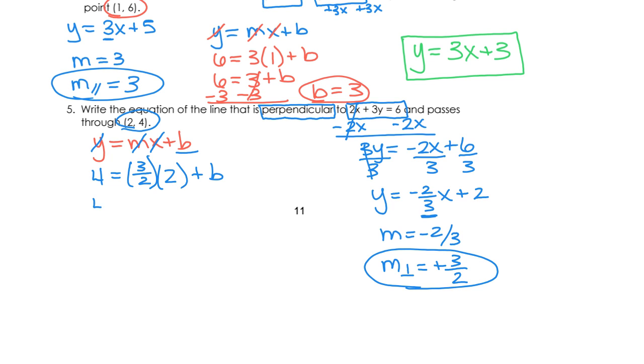All right, we're going to do a little math. 3/2 times 2 is 3. And then to solve for b, we're going to subtract the 3. And b comes out to equal 1. We're going to give it a little circle.